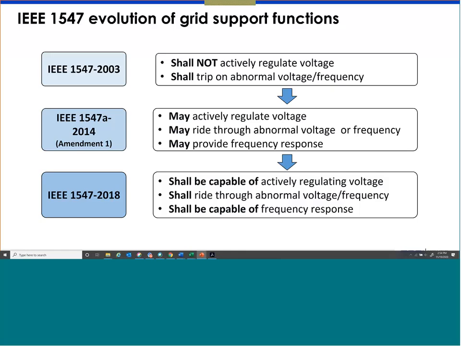But immediately after finishing the amendment, the actual revision of the standard started in the 2014-15 timeframe, and that resulted in publication of the full revision in the March-April 2018 timeframe. And this time the language is totally reversed. Shall be capable: it's not that they have to do it, but they have to be capable of actively regulating voltage, shall ride through abnormal voltage. In the standard, shall means you have to do it. May means you may or may not do it. That's why shall is very important. And same thing for frequency response. So you can clearly see the transition from doing nothing to the opposite direction, that DER have to be capable of doing it.